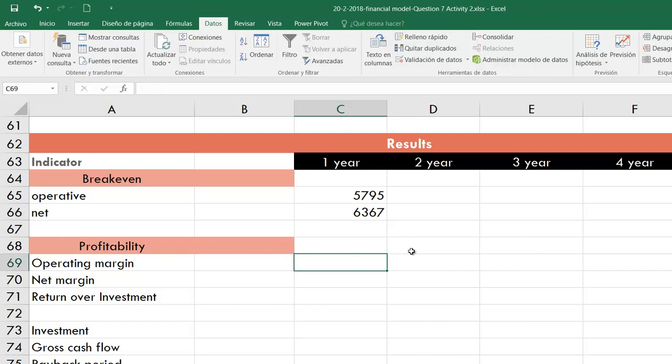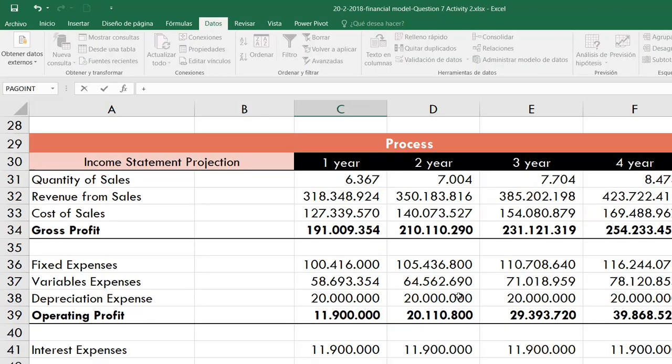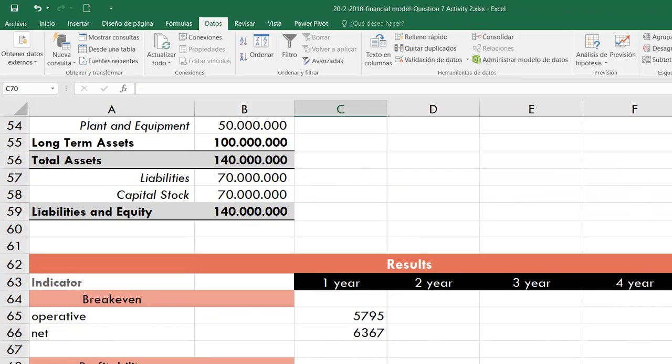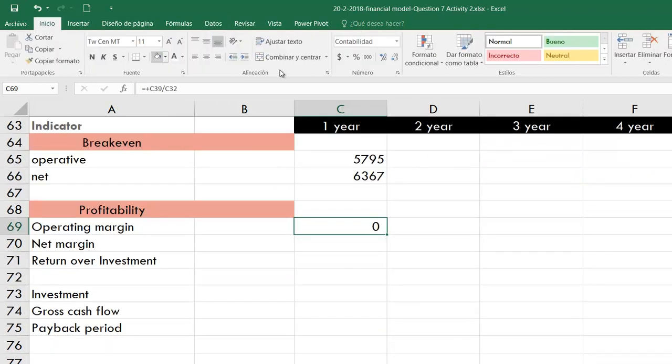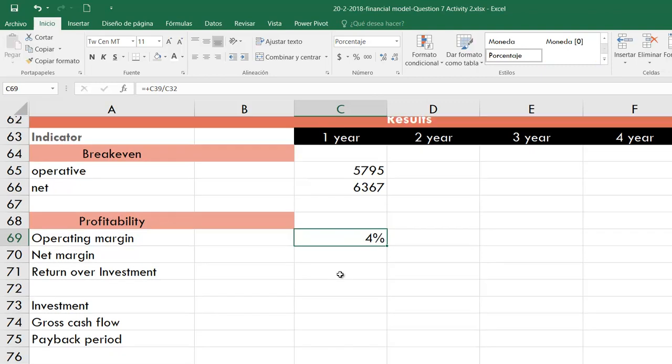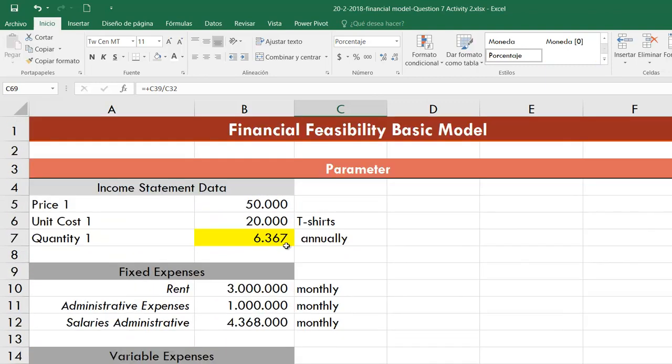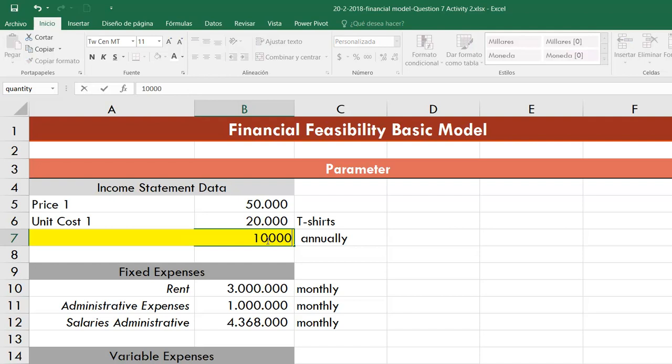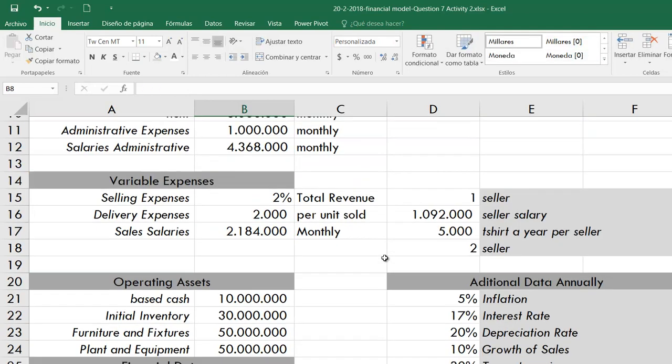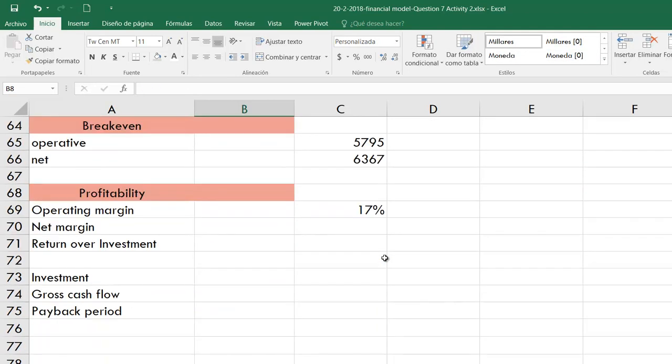Then there is the estimation of the profitability indicators, and the first one will be the operating margin, which is equal to my operating profit divided by my total revenue. Here it will be quite low. It's actually a percentage, but remember that this is not my base original data. I need to go back and type 10,000 units sold on the first year, which is my goal.